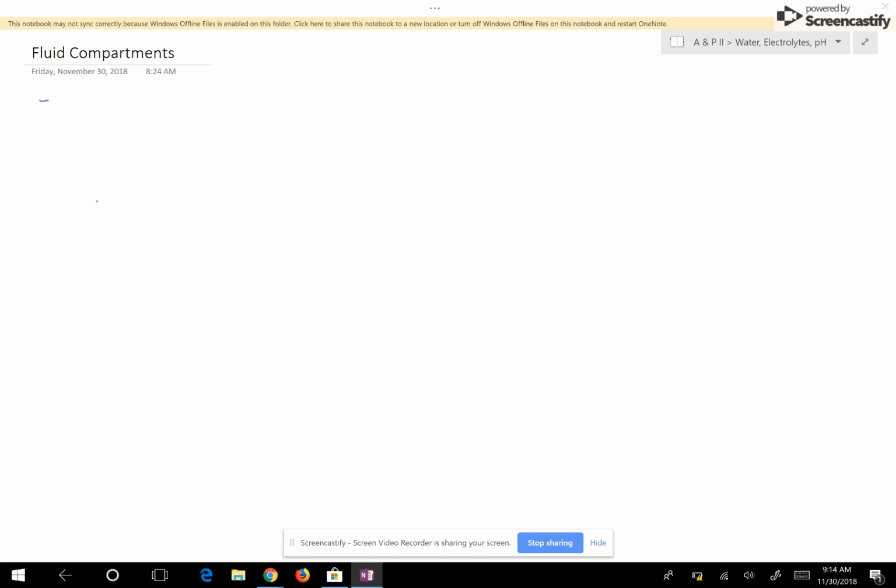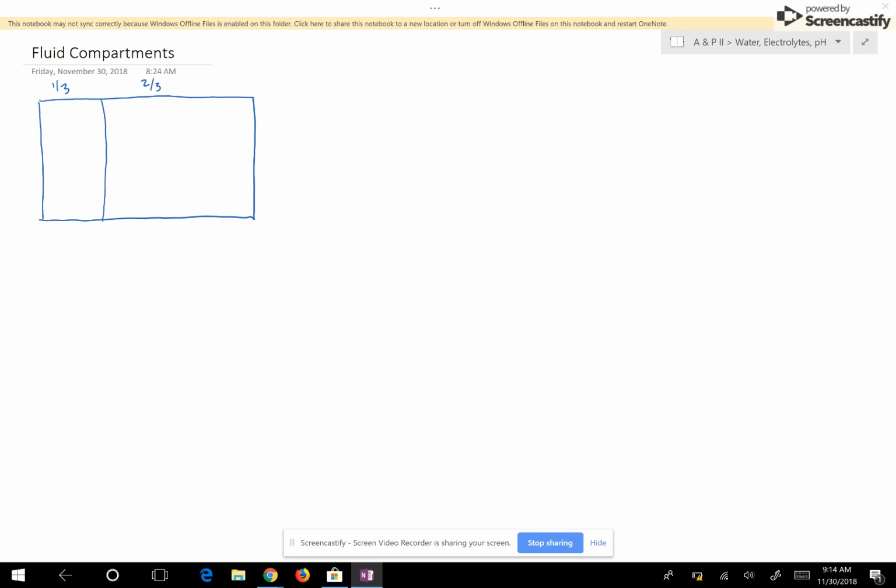We want to look at our fluid compartments, what is in the fluid compartments, and how things are going to be transferred from compartment to compartment. Okay, we're going to start with this big box here, and we're going to divide it into 1/3 and 2/3. The reason that this side over here is much larger is because it's inside of the cell, and 2/3 of the fluid in the body is inside of the cell.